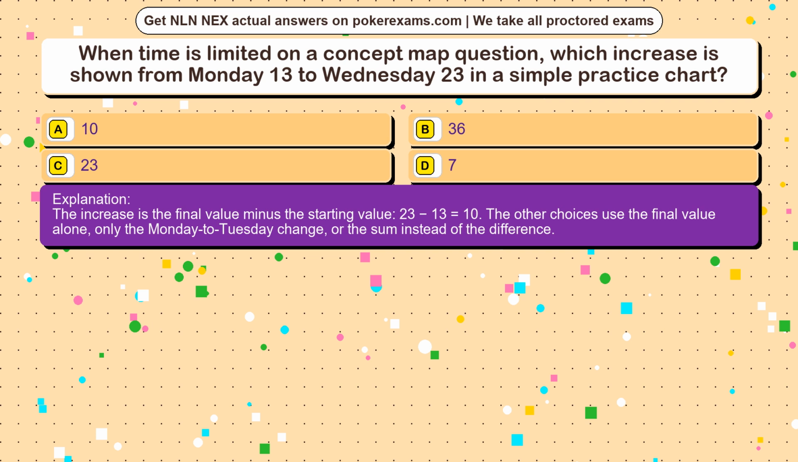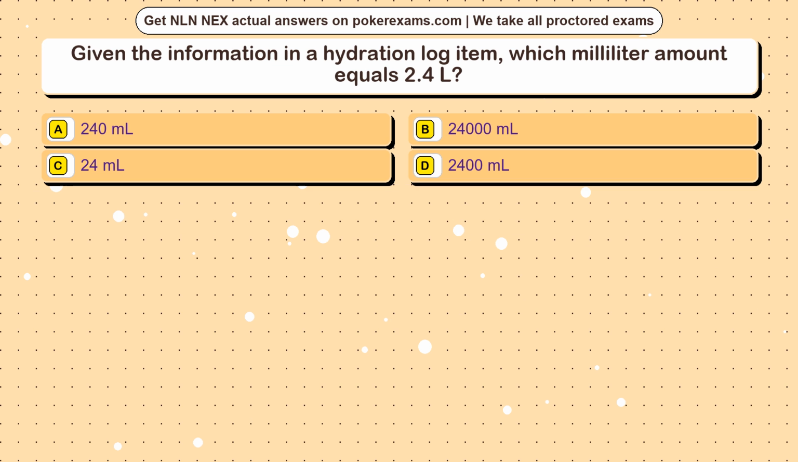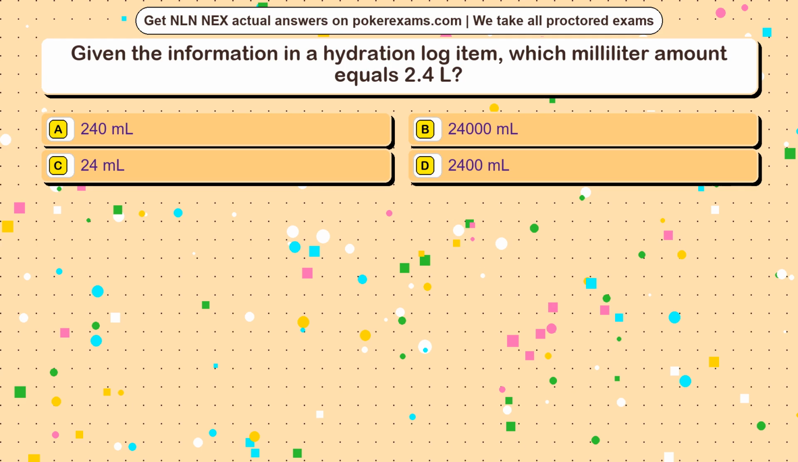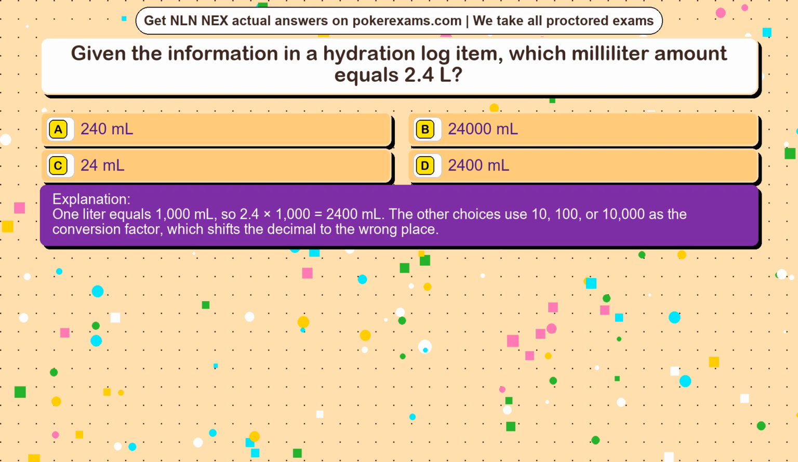Question 6. Given the information in a hydration log item, which milliliter amount equals 2.4 L? Option A, 240 ml. Option B, 24,000 ml. Option C, 24 ml. Option D, 2,400 ml. The correct answer is option. 1 liter equals 1,000 ml, so 2.4 times 1,000 equals 2,400 ml. The other choices use 10, 100, or 10,000 as the conversion factor, which shifts the decimal to the wrong place.